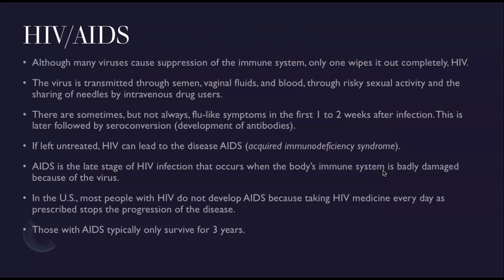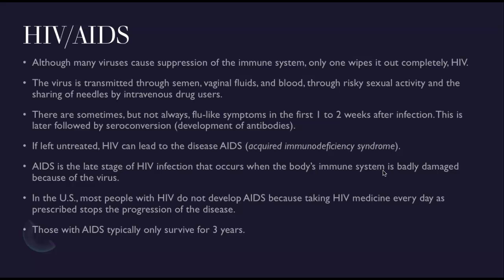The next I'd like to talk about, in terms of a disease that can cause suppression of the immune system, the big one is HIV, which then turns to AIDS. Although there's obviously many viruses that cause suppression of the immune system, only one of them can wipe it out completely, which is HIV. HIV is a virus that maybe you're familiar with, but it's transmitted through semen or vaginal fluids and blood, and that is transferred from individual to individual through risky sexual activity, or by the sharing of needles through intravenous drug users, or tattoos and anything where you would be piercing your skin with needles.